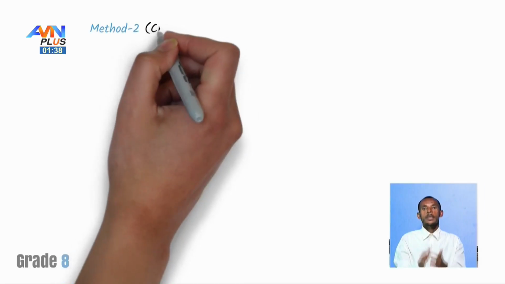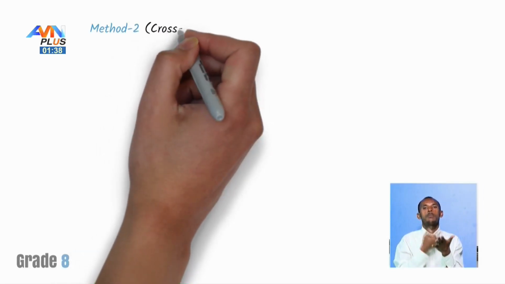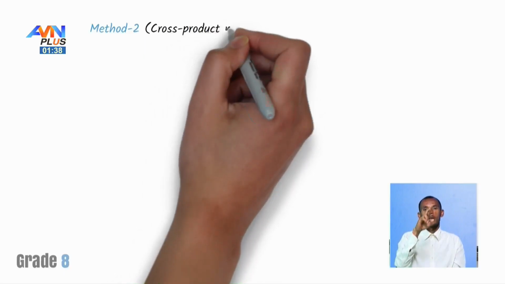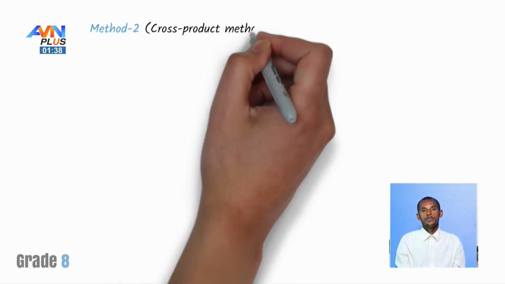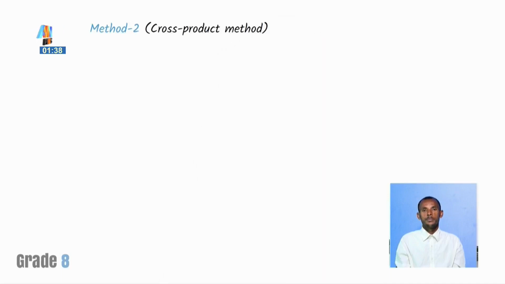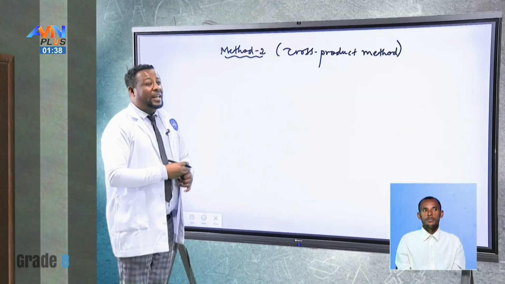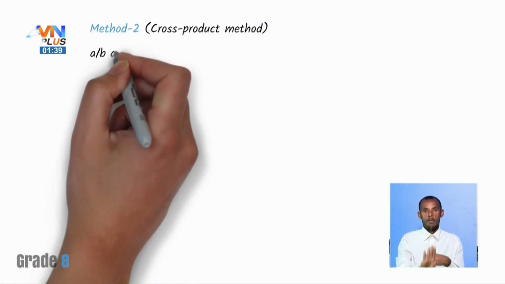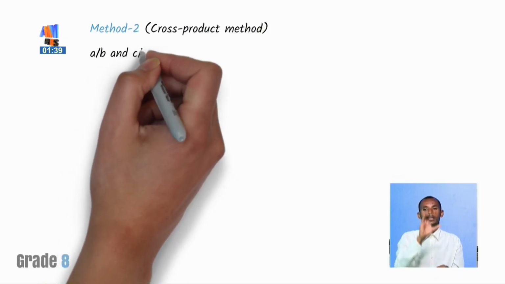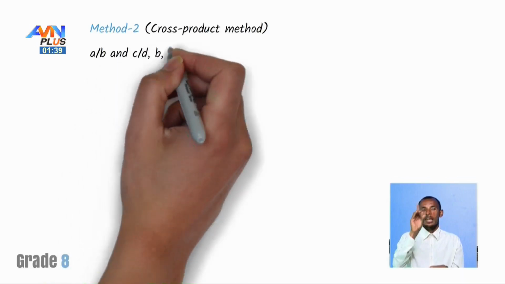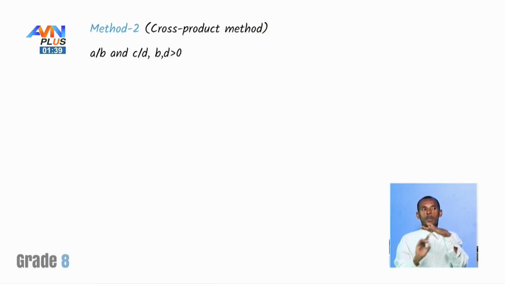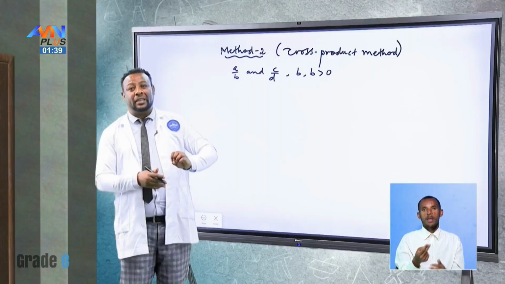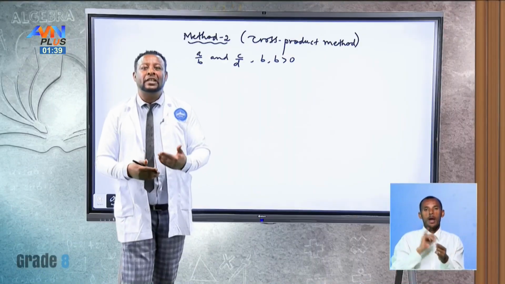So the second method is sometimes called the cross product method. Let's say we have two fractions, a over b and c over d, where b and d are positive denominators. We usually prefer the second method. I will show you what this second method looks like.